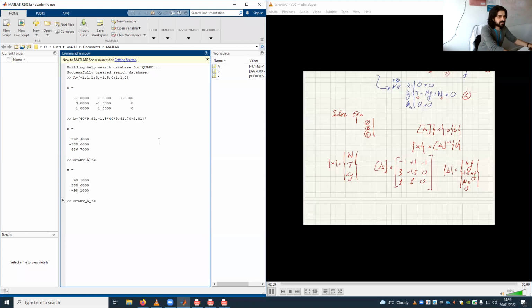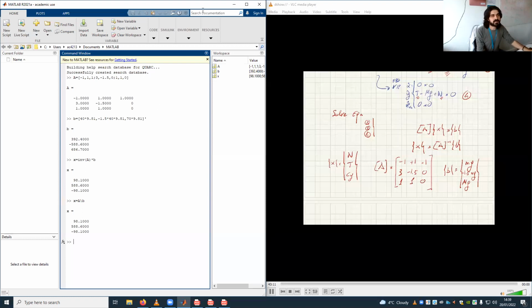Or even better, you can use this notation because MATLAB doesn't like the inverse of A. So A backslash B, which means B divided by A. And it gives the same. In this case, it's a 3 by 3 of very simple numbers, so it gives you the same result. But if the matrix A is ill-conditioned, so it has some issues inverting the matrix, this second approach is better than the first. Okay, nice. We have learned one more thing.